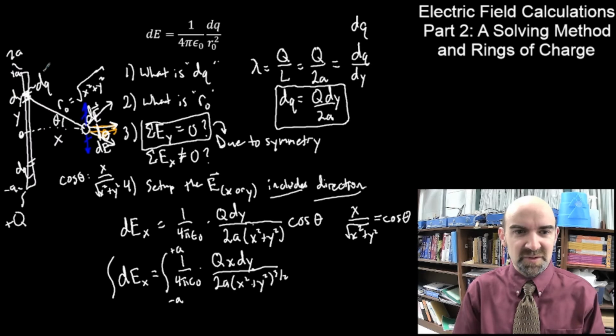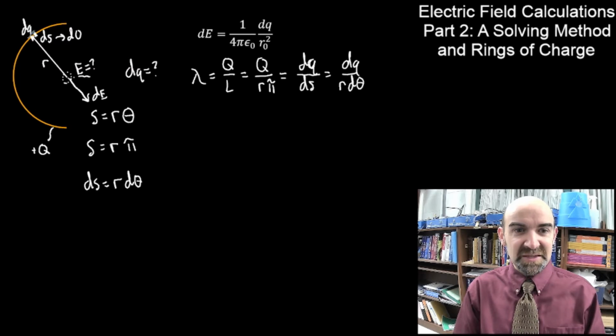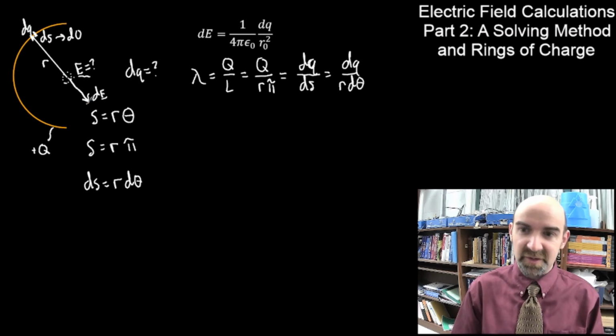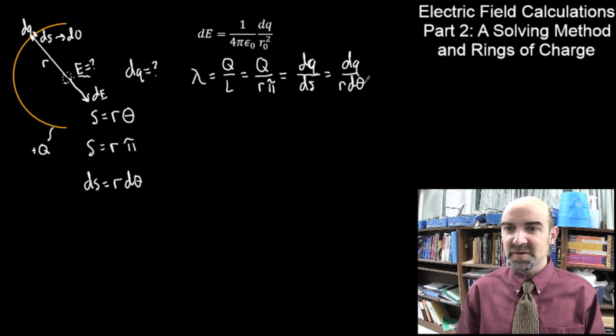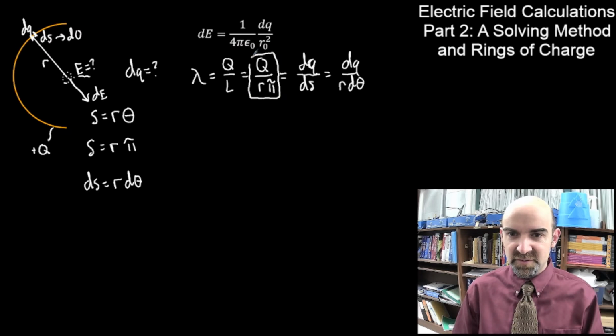In the previous example, we were going from the top to the bottom, so we were summing up all those little dy's as we went down the line. Here, we're summing up the little ds's as we go around the arc, and ds is r dθ, so it corresponds to those little bits of angle. To compare to our actual dimensions and given values, we have q over πr equals dq over r dθ.